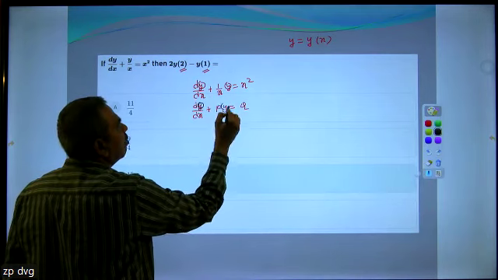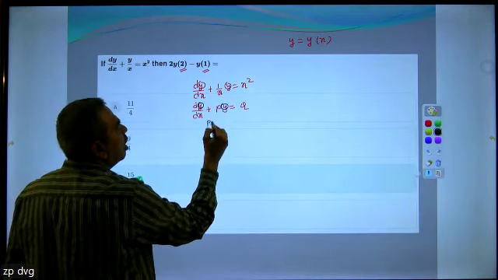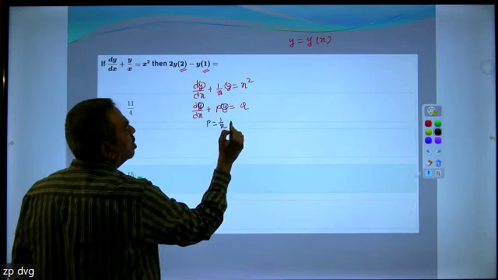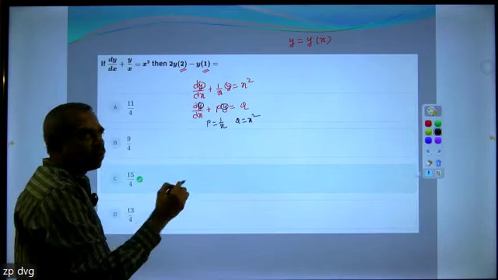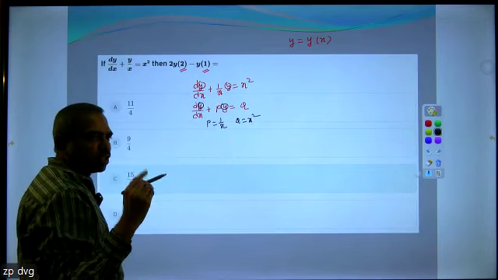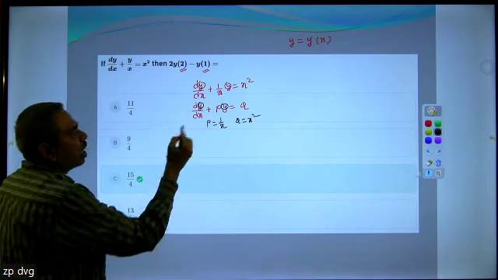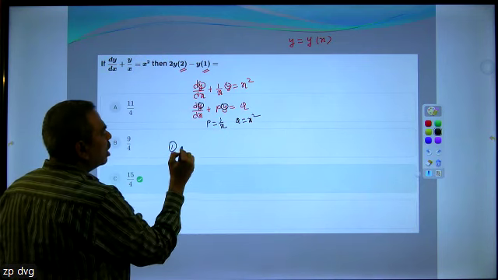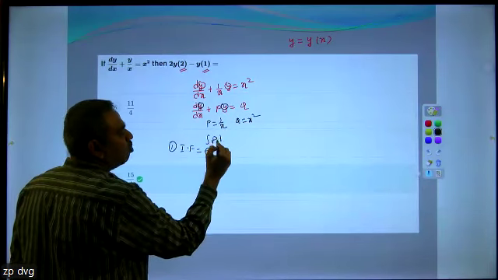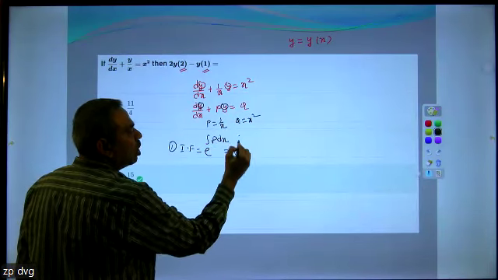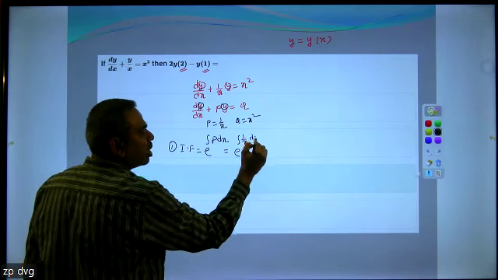Now, before y what is there? Here dy is there, so y is there. Before y what is there? P, which is 1 by x, and in place of q what is there? X square. So I'm directly comparing this to this one, because the dy by dx coefficient is 1. So two steps will arise. The first step is the integrating factor. It is e to the power integration of p into dx, which is e to the power integration of 1 by x into dx.